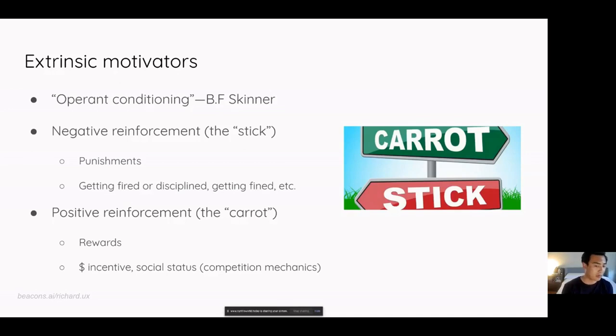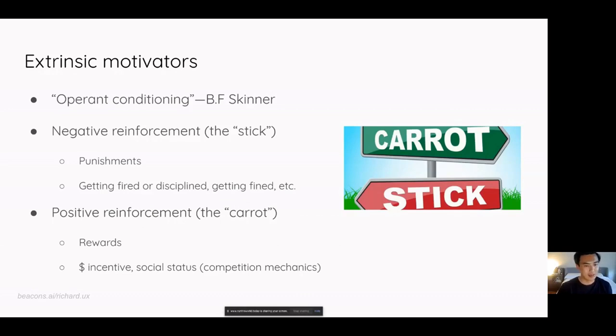The positive reinforcement, aka the carrot, is reward. And in the same example, the minimum wage job, that would be your paycheck, your money incentive. And in some cases, not for minimum wage jobs, but like social status and competition mechanics are also related to positive reinforcement. But like I mentioned, these things are really only good for basic compliance and short-term motivation. Like a lot of people work a job they hate and drag their feet and not really work super hard, but just do the bare minimum because they're only extrinsically motivated.